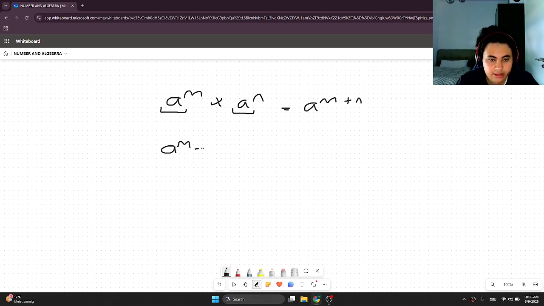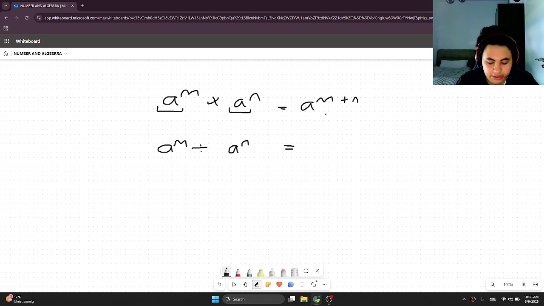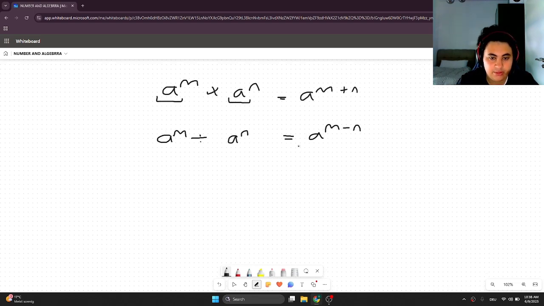Then you have the quotient rule. You have a to the power of m divided by a to the power of n, right? So if here it's going to be m plus n, the exponents are going to be added to each other, what do you think is going to happen here? They're going to be subtracted, yeah? So you take both exponents and you subtract them from each other. So this is the quotient rule.